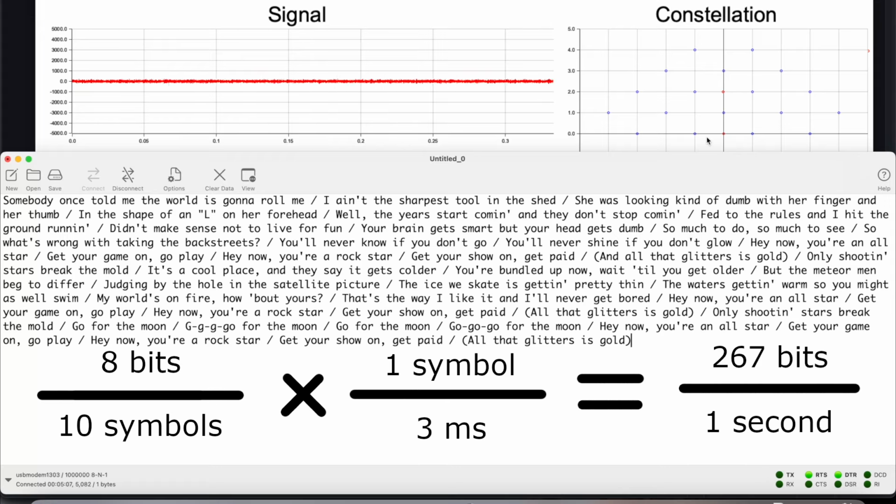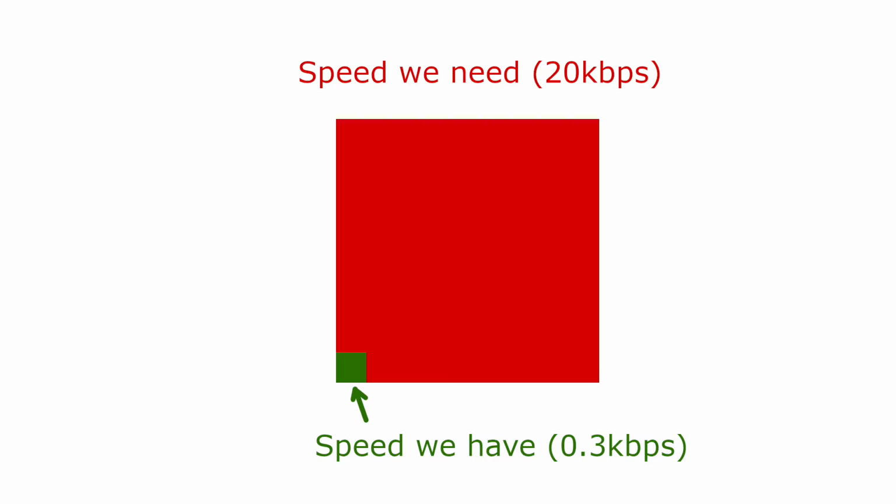So that's why in the next part in the series, we're going to learn how to combine both amplitude shift keying and phase shift keying to get a speed 5 times faster. In the rest of this series, we're going to be putting together all sorts of different concepts in order to increase our data rate by a factor of 70.